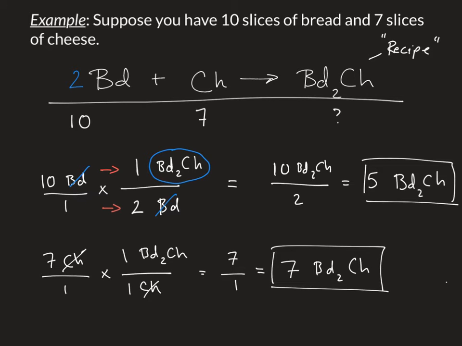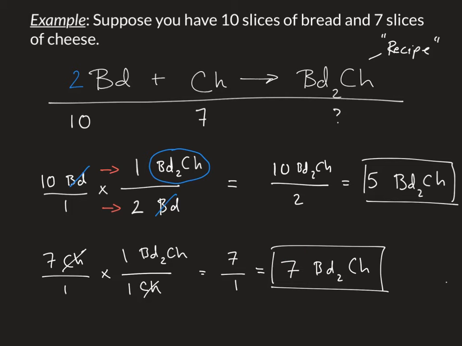Okay, so now this is where we discuss the differences here. When I have 10 slices of bread, I can make 5 sandwiches in theory. When I have 7 slices of cheese, in theory, I can make 7 sandwiches. Now, here's the thing: we can only make one of these two. We can't make 5 sandwiches and then make 2 more sandwiches.